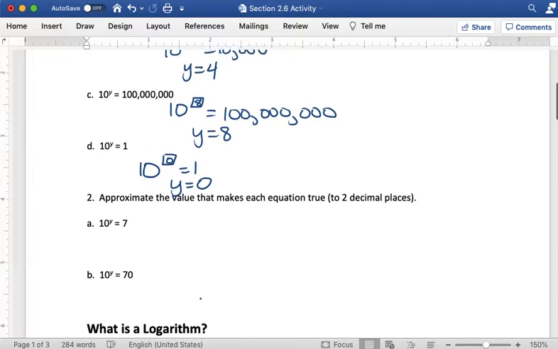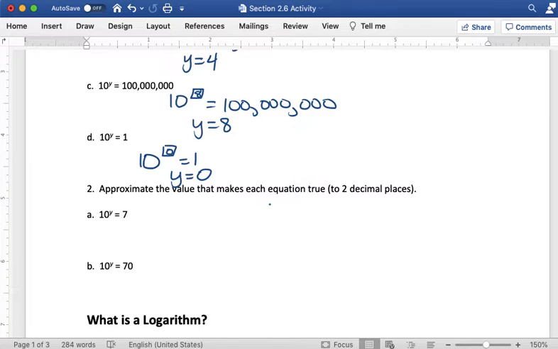Now, for question 2, we're approximating the value that makes each equation true to 2 decimal places. So we're not going to get nice whole numbers here. We're going to get a decimal approximation. And for this one, if it's 10 to the y equals 7, I can start by thinking about what 2 whole numbers it's going to be in between. So if I know that 10 to the 0 power equals 1, and 10 to the first equals 10, I know that 7 is between 1 and 10. So my power is going to be between 0 and 1.